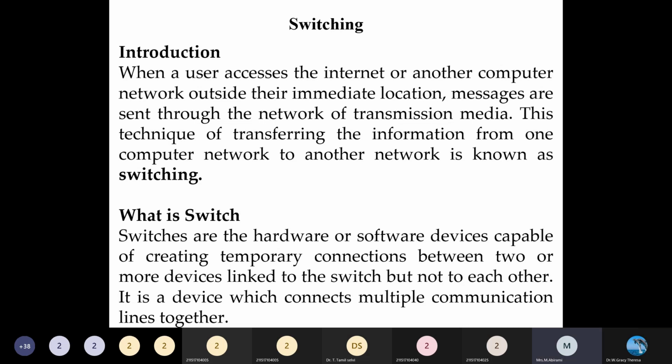More or less, this is a device which connects multiple communication lines together. One or more large networks are connected through the network path. The switching technique is also used to connect systems for one-to-one communication, one-to-many communication, many-to-many communication, and many-to-one communication. These are the classifications of switching techniques. Then the next slide.